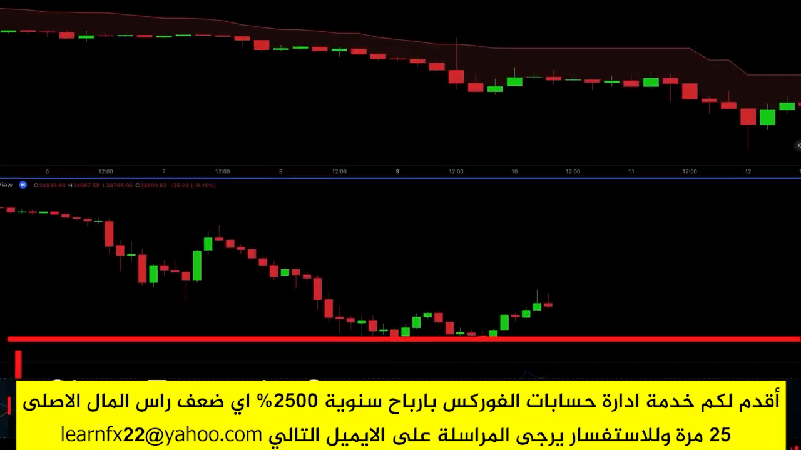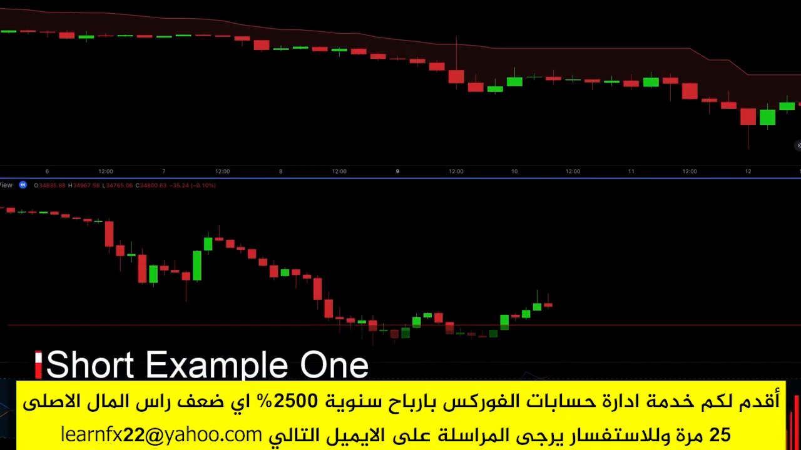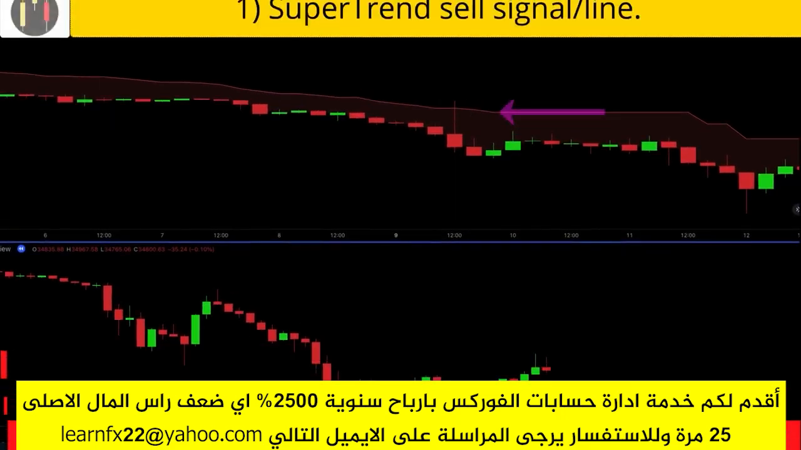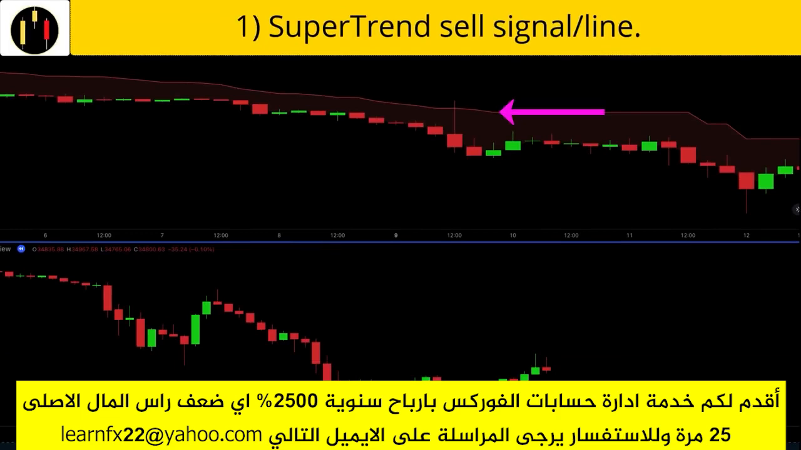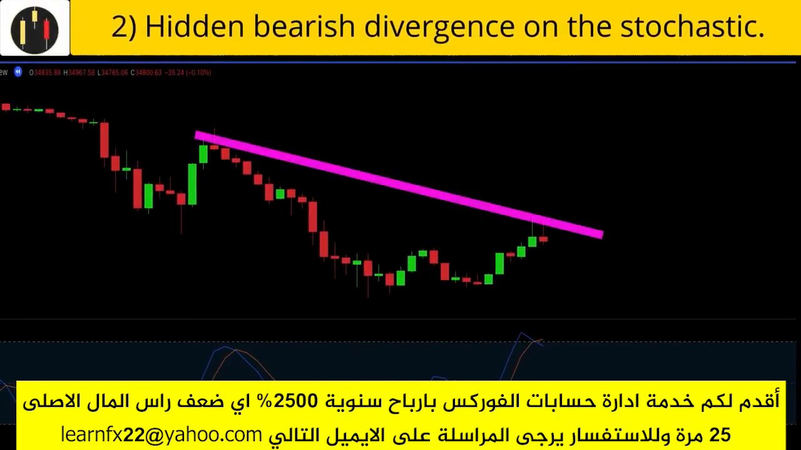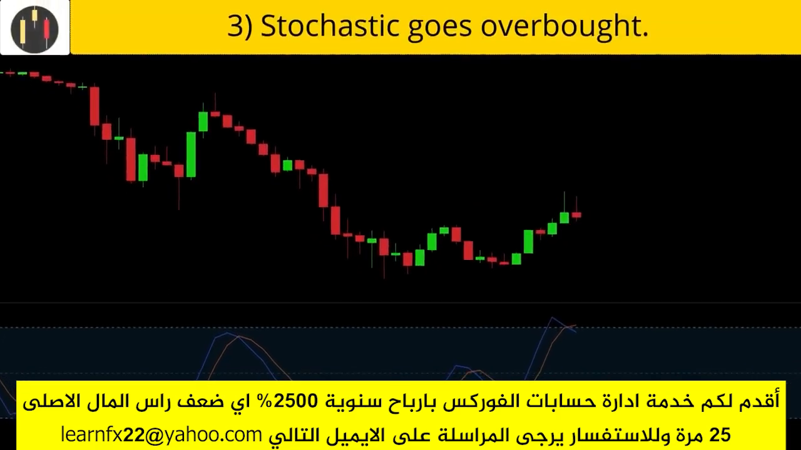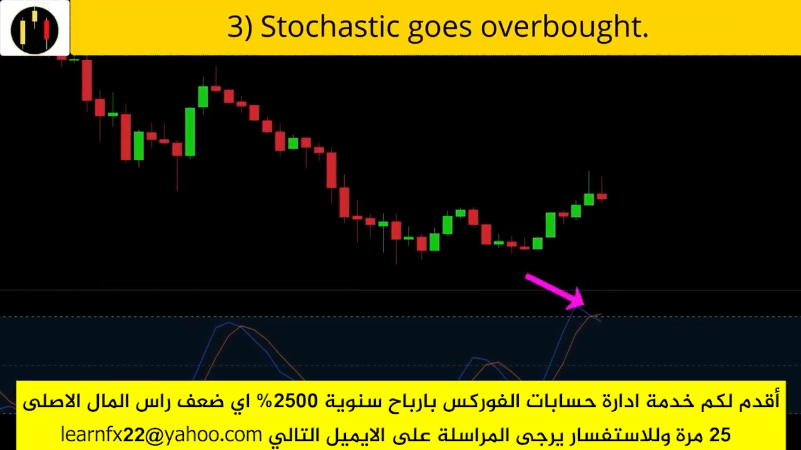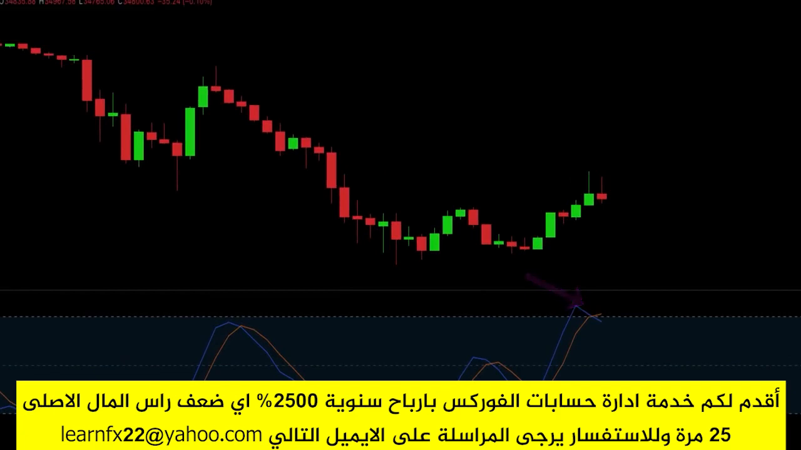Now we flip to shorts. This is what I will test for shorts. First, we can see the super trend on the 4-hour chart is indicating a bearish trend. Second, there is hidden bearish divergence on the 15-minute chart, a lower high on price and a higher high on the stochastic. Then we can see the stochastic goes into the overbought territory.